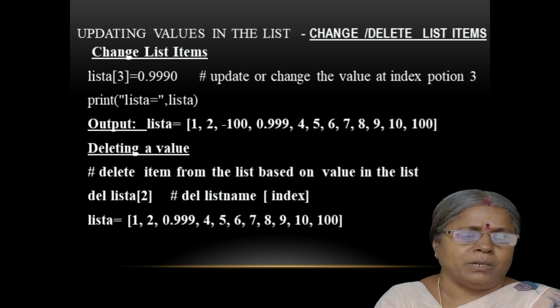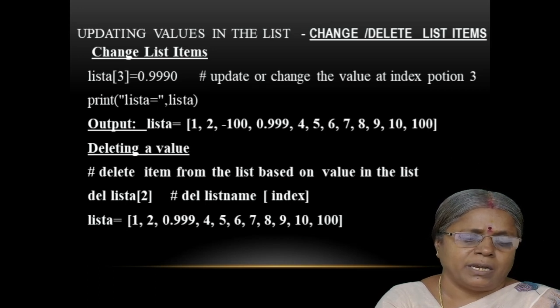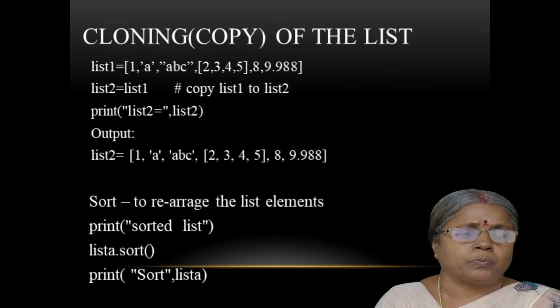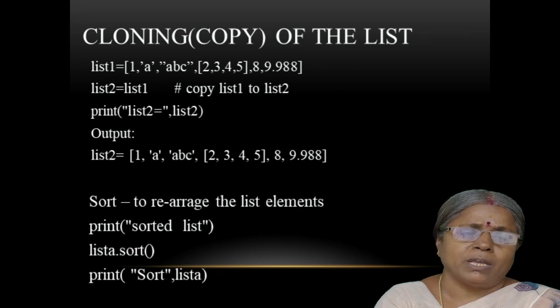The del method is used for removing an element in the list based on its position in the list. Here is an example. The method name del specifies the name of the list with the position or index within square brackets. Here we remove the element at index 2 from the list by using the command del, list variable, within square brackets, index 2. Next, how to copy a list, that is, I want to copy one list to another list. We can use the method copy or the assignment method.